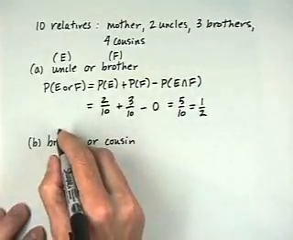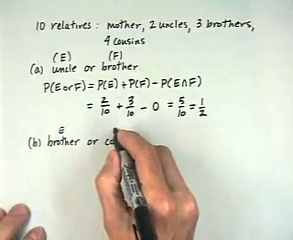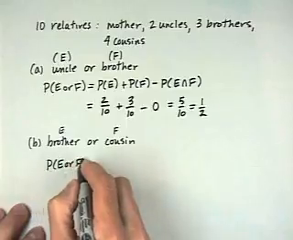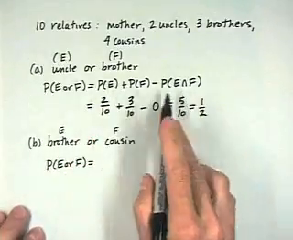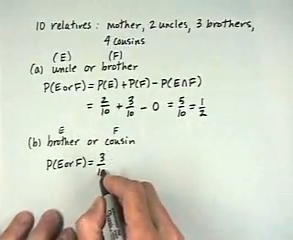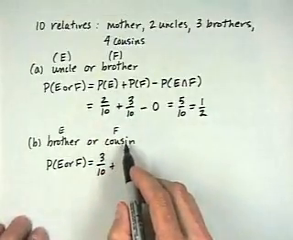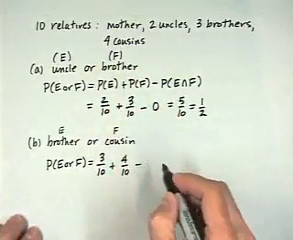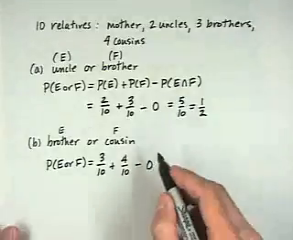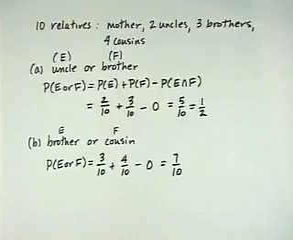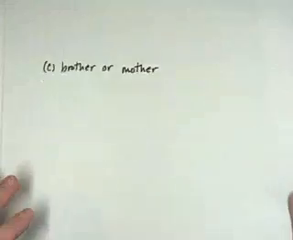Again, we can choose E for one of these and F for the other. The probability of E or F, as you can see from the formula, is the probability that a brother arrives first, 3 out of 10, plus the probability that a cousin arrives. Now there are 4 cousins out of the 10 relatives, minus the intersection of those. This sum is 7/10.